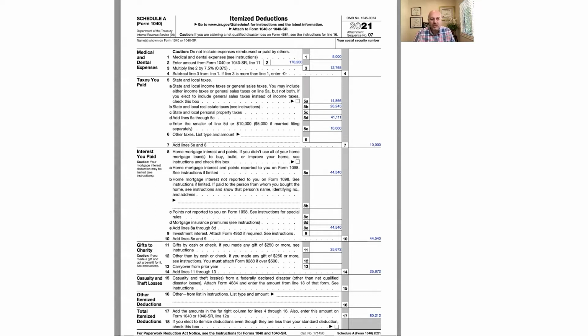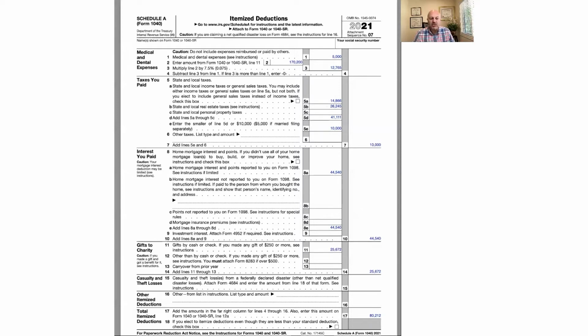The next section of the itemized deduction is the interest you pay. For most people, the interest they paid is mortgage interest on their home. And there are some limitations on mortgage interest, which I will have a separate video on how to calculate. But let's assume for the time being that $44,540 is after the limitation. So you have $44,540 of interest that you paid on a home mortgage.